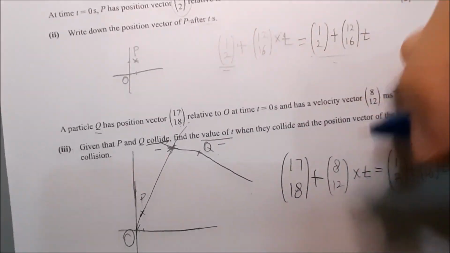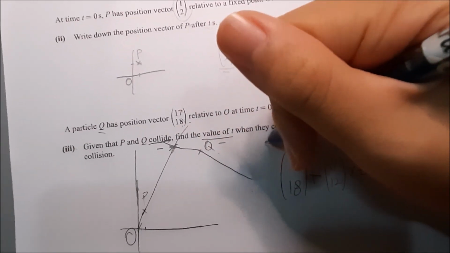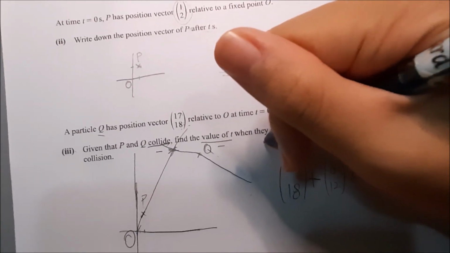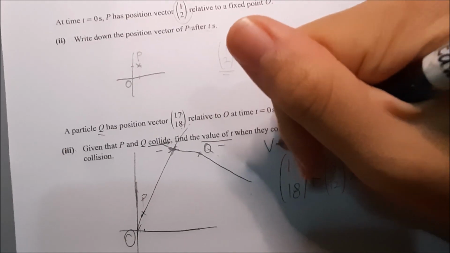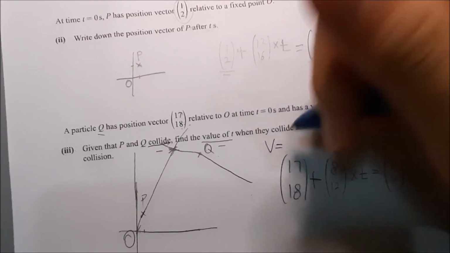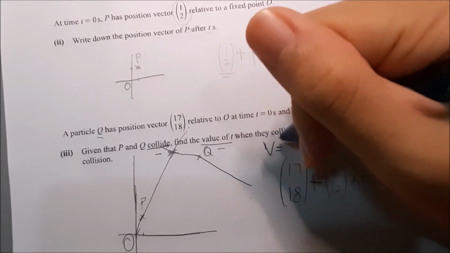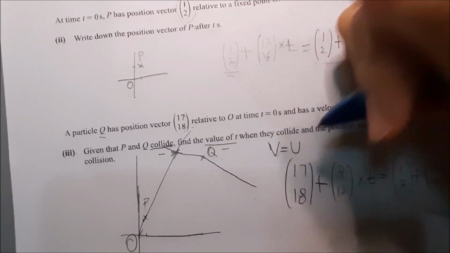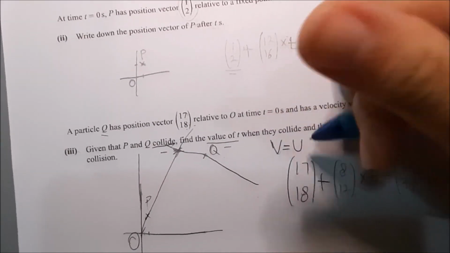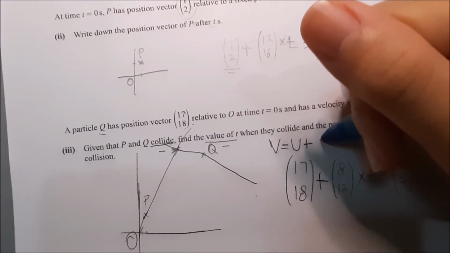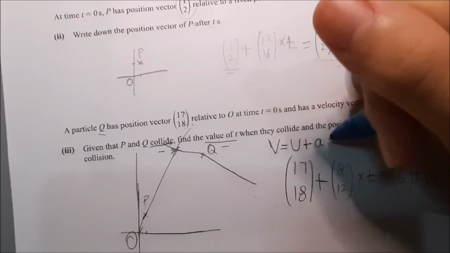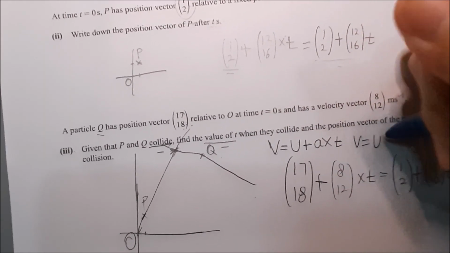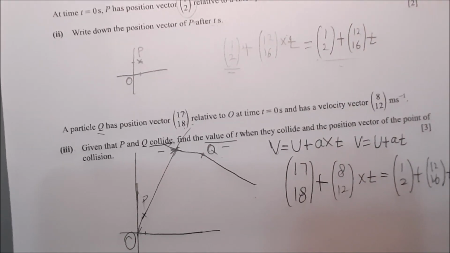So the formula can also be written as: the final position vector, which is v, equals u, which is the initial position, plus a, which is the velocity vector, times the time it takes. So you can write it as v equals u plus at.